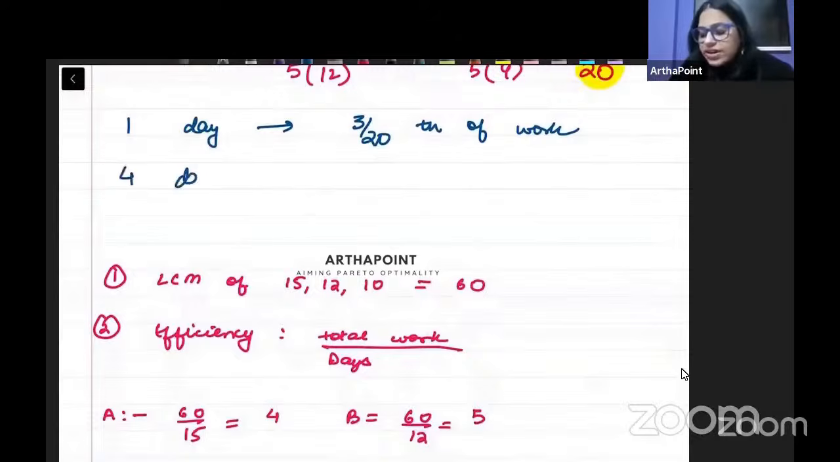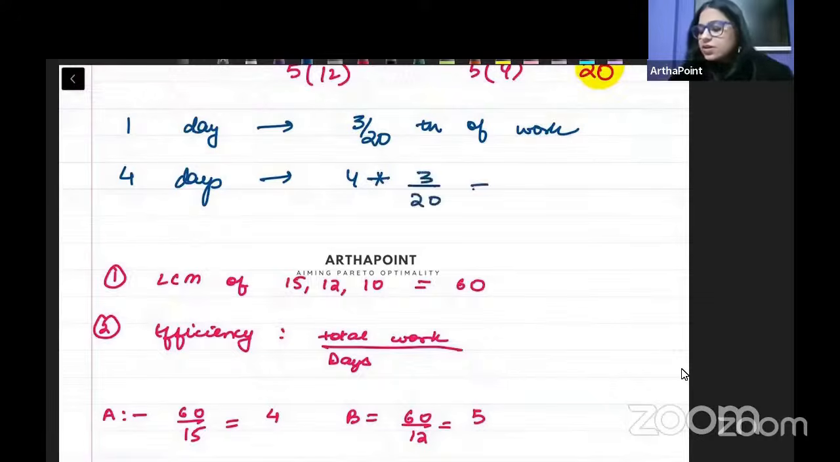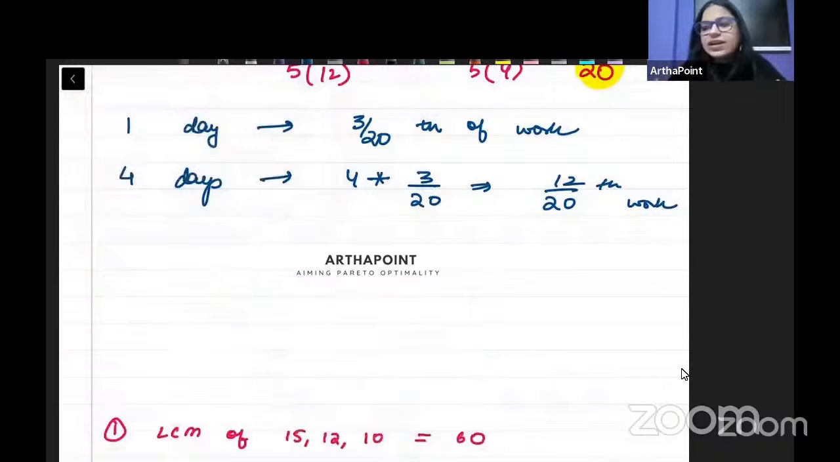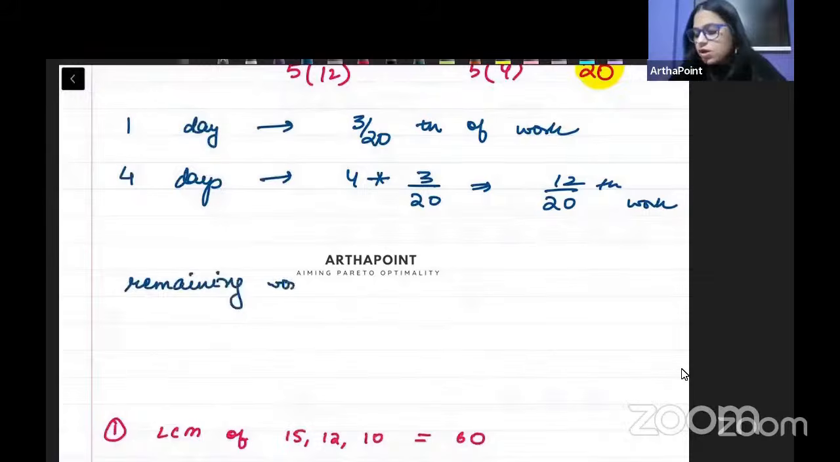So in 4 days, how much work will they complete? The 4 days are together. So 4 into, in one day, they are covering 3/20th of the work. So in 4 days, they will cover 12/20th of the work. Total work is 1, beta. Out of which 12/20th of the work has been completed. So what is the remaining work left? The remaining work will be 1 minus 12/20. This is going to be 8/20.